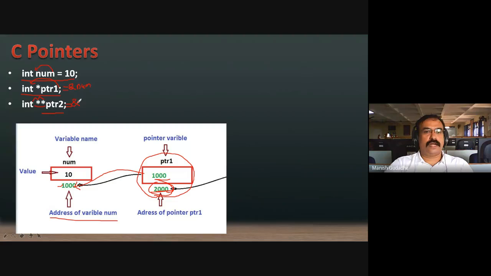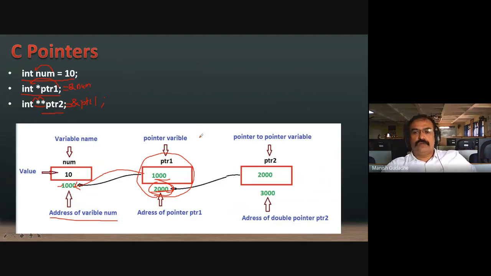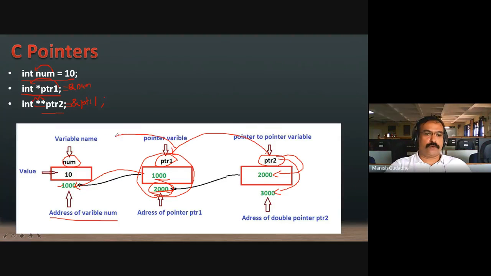I can simply say the address of ptr1 is stored in this variable. Okay, so it will look something like this. Now what's happened? ptr2 is holding the address of ptr1, which is 2000. This is the address of ptr2. So this is an integer, this is a pointer to an integer, and this is a pointer to a pointer to an integer.